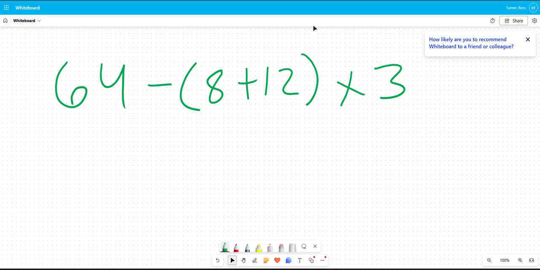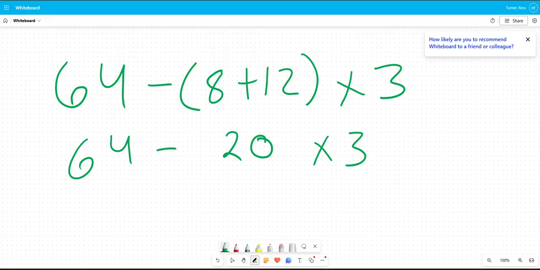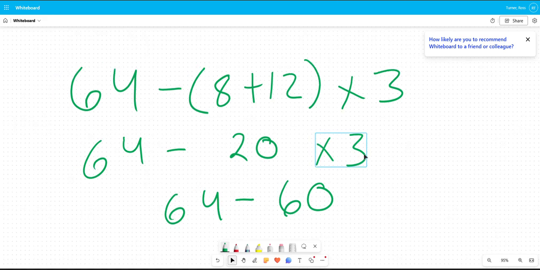So parentheses first. 8 plus 12 is 20. I'm going to rewrite my equation. So now I do 20 times 3 because I do multiplication and division next. 20 times 3 is 60. I rewrite my equation. 64 minus 60 equals 4.